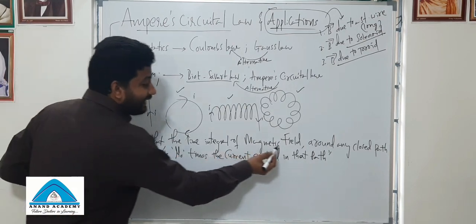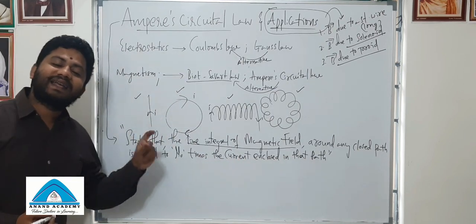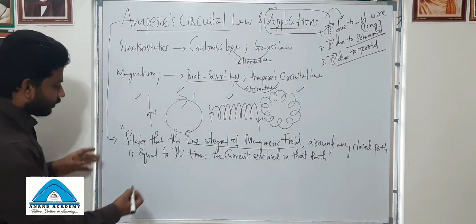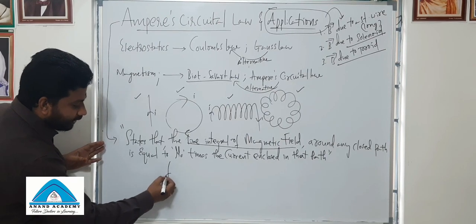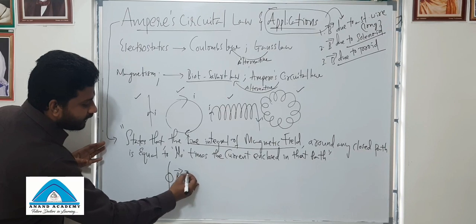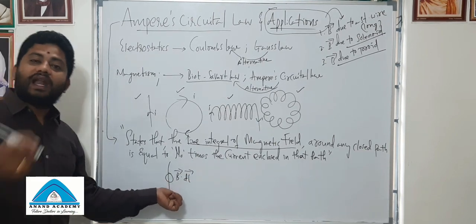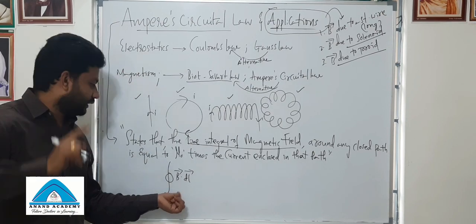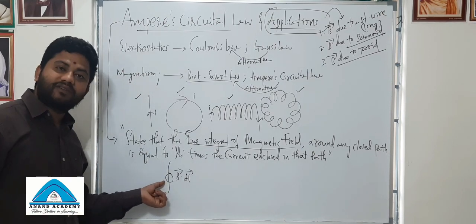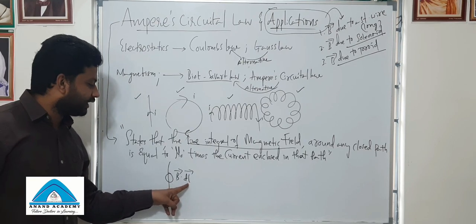What is meant by the line integral of magnetic field? You can see here, the line integral of magnetic field is B bar dot dl bar. So B bar is the magnetic field along the line integral. This integral symbol is the line integral over a closed path, which is B bar dot dl bar.